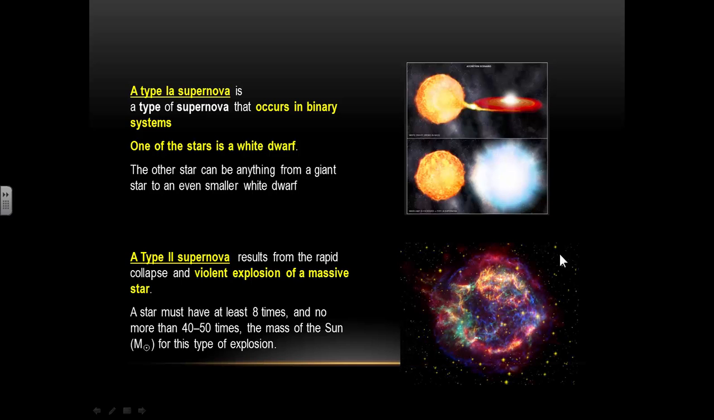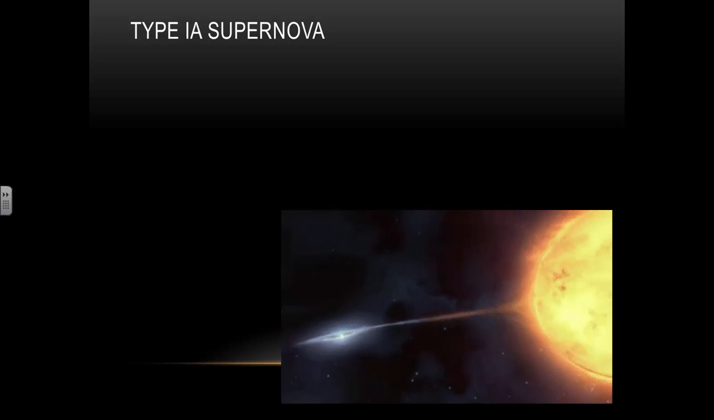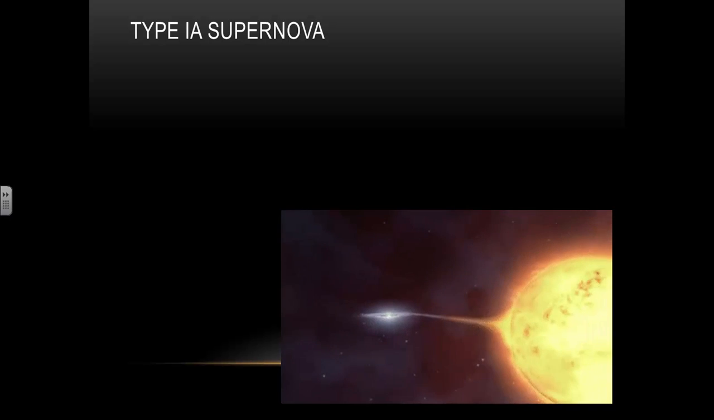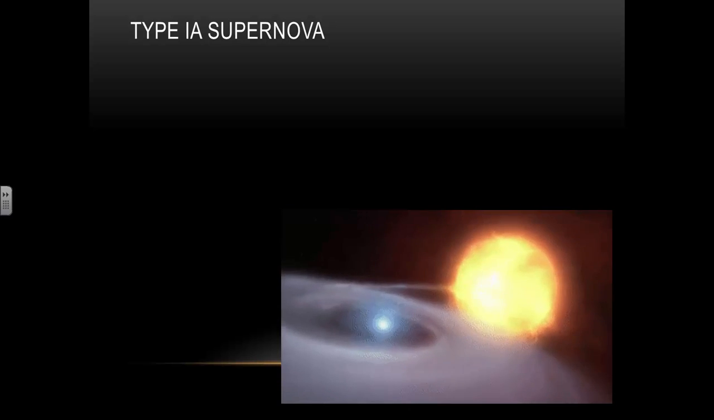And this is what happens at the end. The star gets ripped apart and this is what's left. What happens here, the white dwarf, which is on the left, is sucking some of the matter from the larger star, and it spirals in on this accretion disk, but then it becomes unstable and then ignites and then explodes. We will have to look at why that happens.